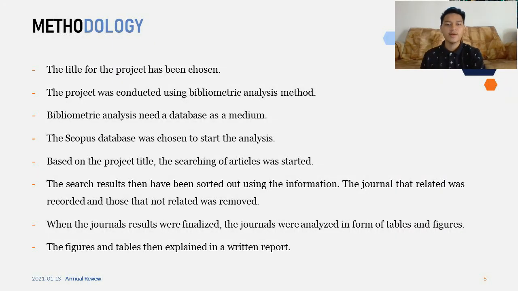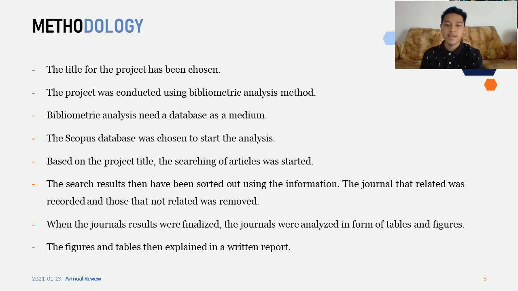Okay, for the methodology, first, we have to find the title for the project, which is Global Research Trends on Glass Radiation Shield. Then, this project was conducted using bibliometric analysis method. Third, bibliometric analysis needs a database as a medium, which is Scopus. Next, based on the project title, the searching of articles was started.